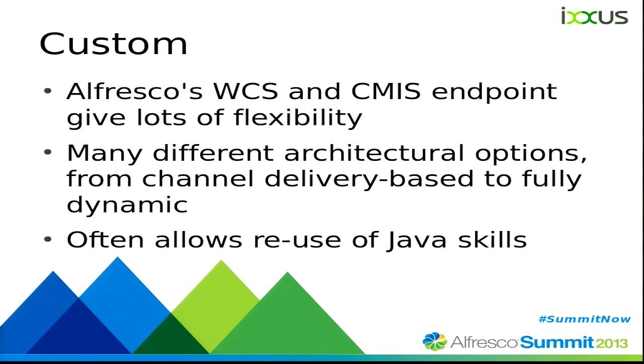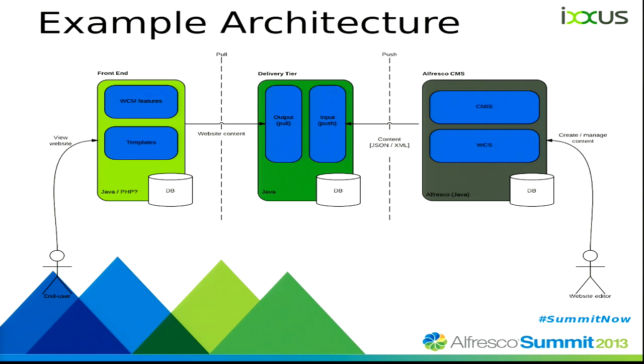So it gives you a number of different architectural options. So we talked about dynamic and channel-based delivery. From a custom point of view, you could essentially do anything you wanted. You could deliver final rendered HTML to the user, or you could do it in a much more dynamic approach. So here's an example of how you might look at a custom web content management architecture. There's hundreds of thousands of different ways you can do this. I just wanted to highlight how you could do it.